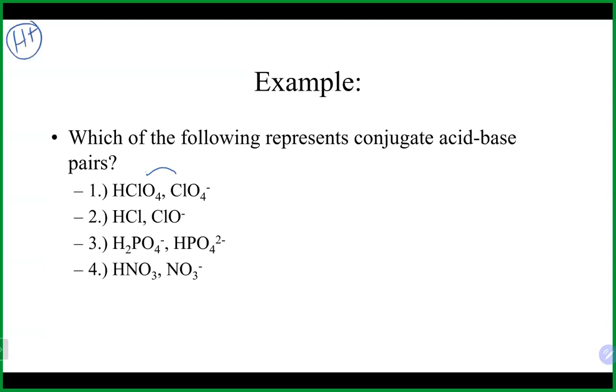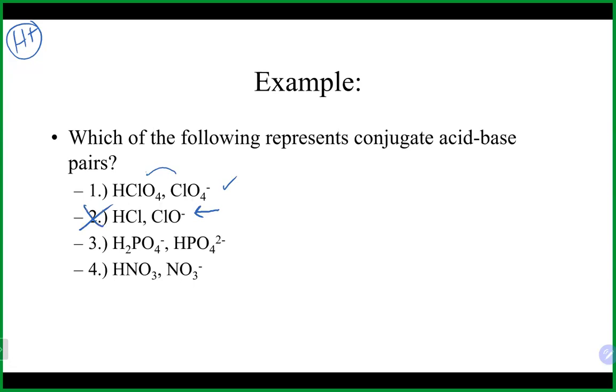In this particular case, the difference is just one H plus. You could either put the H plus back on the guy on the right, or take the H plus off the guy on the left and you get the guy on the right. So this one is a pair. How about this one here? That is a difference of H plus, but there's also a difference of an oxygen. So because they really aren't each other, this one would not be a pair.